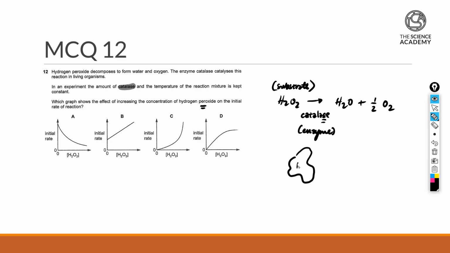So this is the enzyme. Let's have this as the active site of the enzyme. And we have the substrate over here, which is going to be your H2O2. So we have a limited number of active sites because we are not increasing the amount of catalase itself.